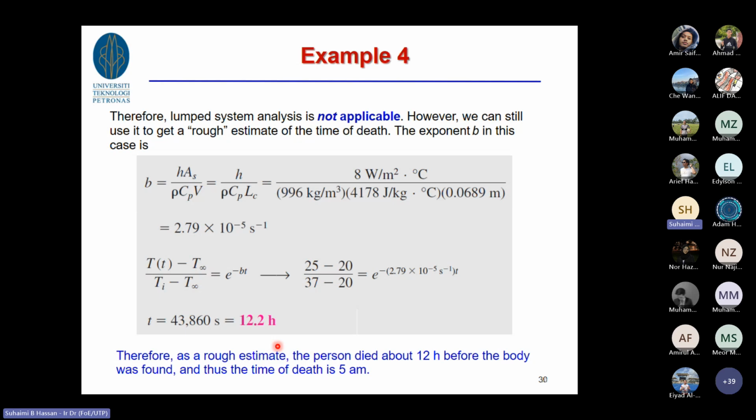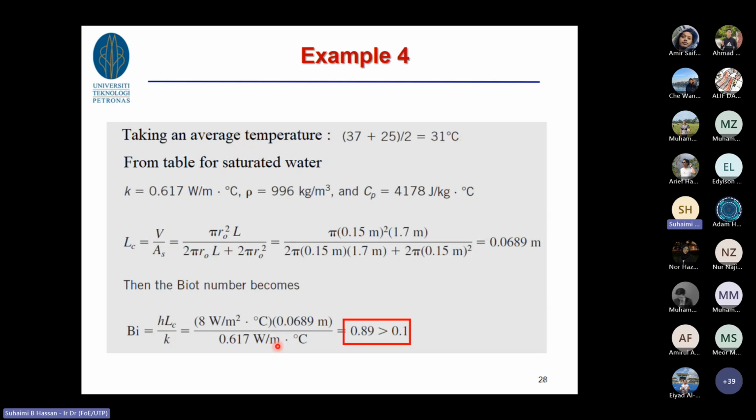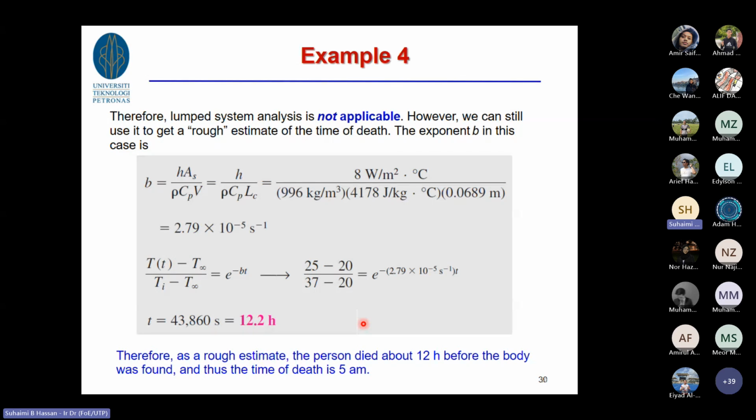This is to show that we can get a rough answer, but the answer is not accurate because, based on heat transfer, the Biot number is 0.89. It's not applicable. Actually, for this case, we can use the one-term approximation. This is just an estimate, that's why it is far away. I don't think 12 hours; I think the body temperature is lower than 25. But at least we got some indicator to show that this lumped system is also applicable for daily use. So roughly the time is 12 hours before they found the dead body. It's about 5 p.m., so about 5 a.m.